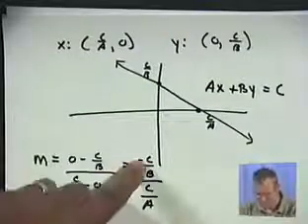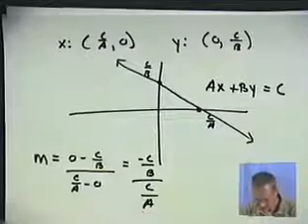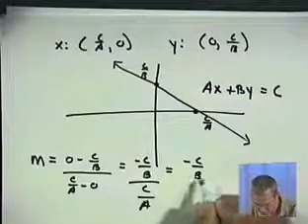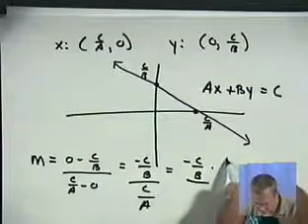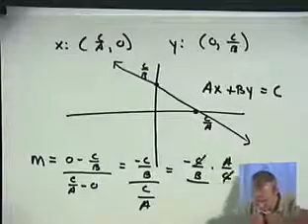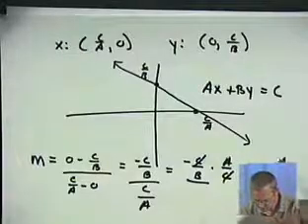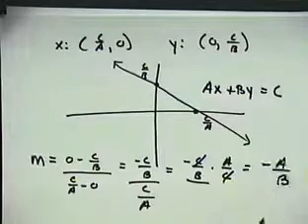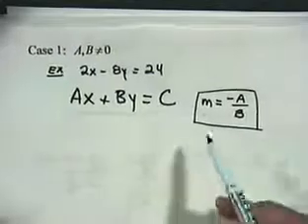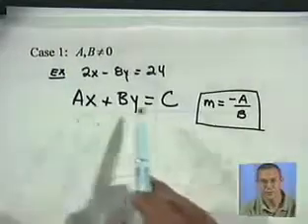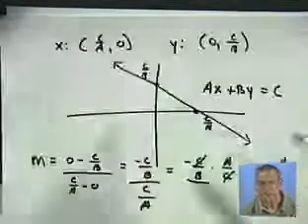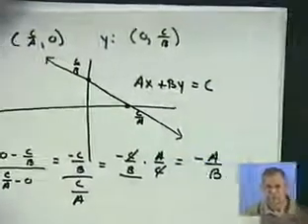Now, I have a fraction divided by another fraction. That means I invert and multiply. And notice my c's cancel. And I'm left with negative a over b, which is exactly what we predicted earlier. I told you that the slope of the standard linear equation is negative a over b. And what I've really done is I've just proved that fact.